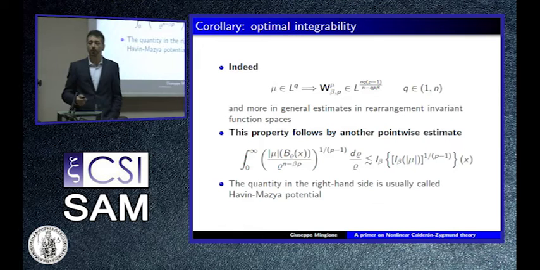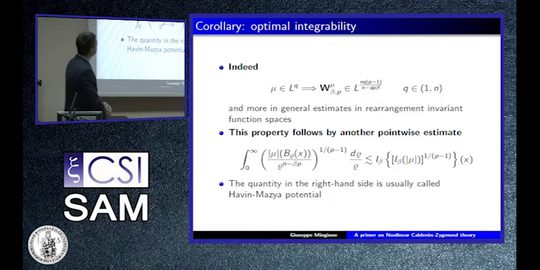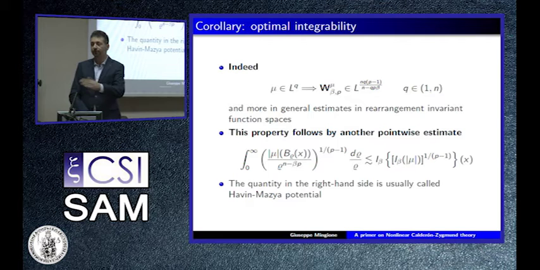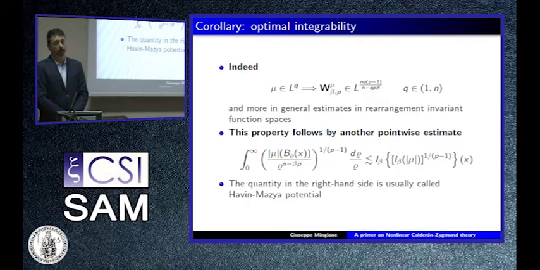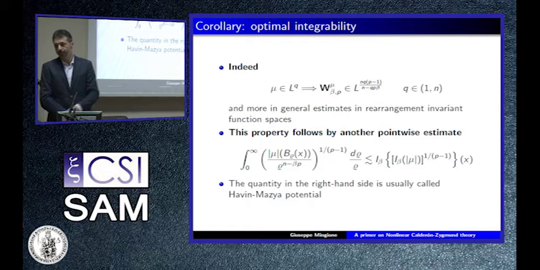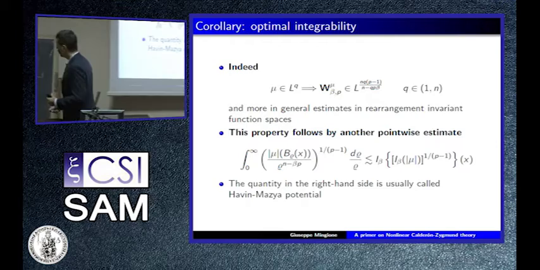So essentially, this fundamental theorem of Kilpeläinen and Malý allows to reconstruct the theory of the integrability and regularity properties of u, starting from the right-hand side mu via potentials, exactly as you do for the linear case. Okay, so now we talk about the gradient estimate, and we want to do something similar for the gradient.